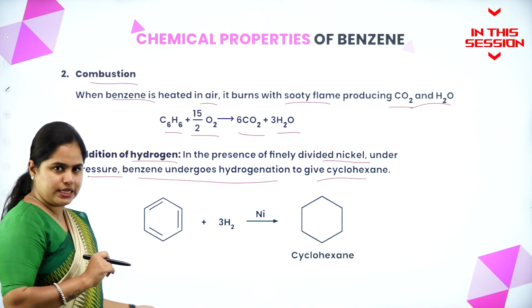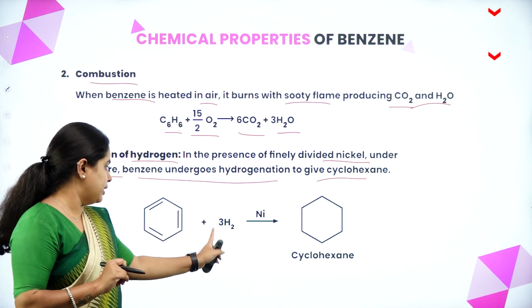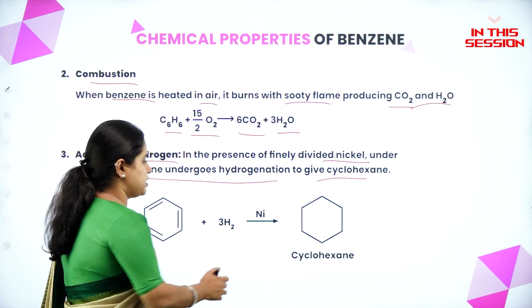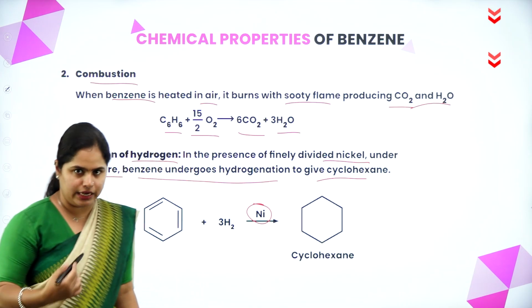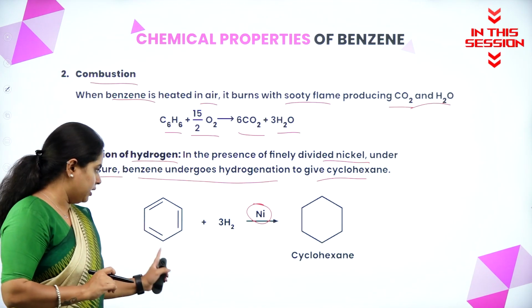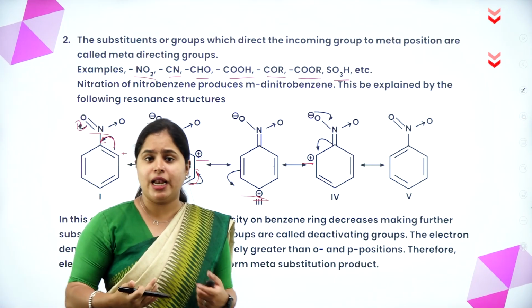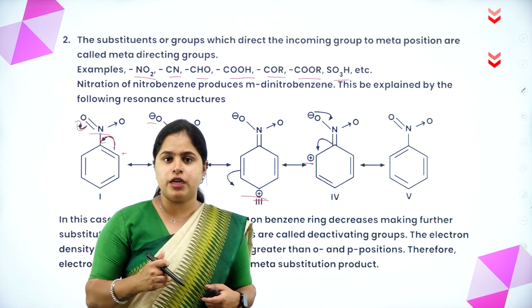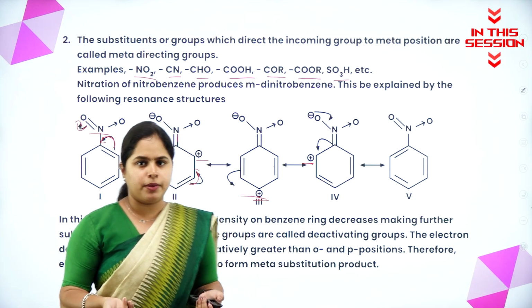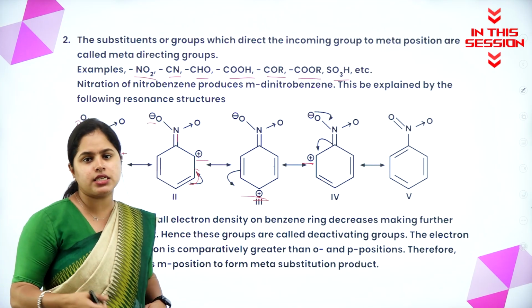So you have benzene here, to which we are going to add 3 moles of hydrogen in presence of a finely divided catalyst like nickel. What happens? You have 3 double bonds here. Will it help in substituting the incoming group more easily? No, right? Because it is having positive charge, it is less electron rich now.